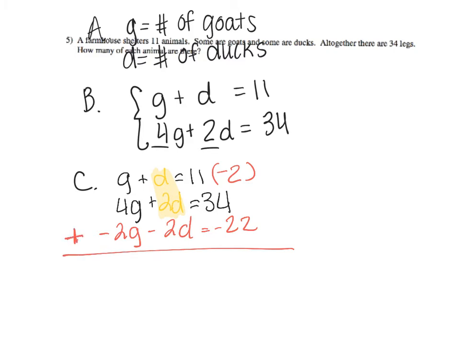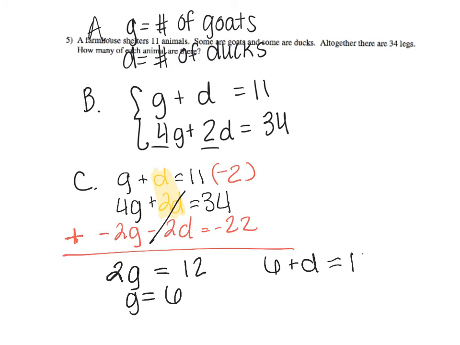4 plus -2 gives me a 2G. The D's will cancel here, equals 12. G will equal 6, so there will be 6 goats. Then I'll plug that into the first equation, G for that, and I'll have 6 plus D equals 11. D equals 5 when I subtract 6 from both sides.